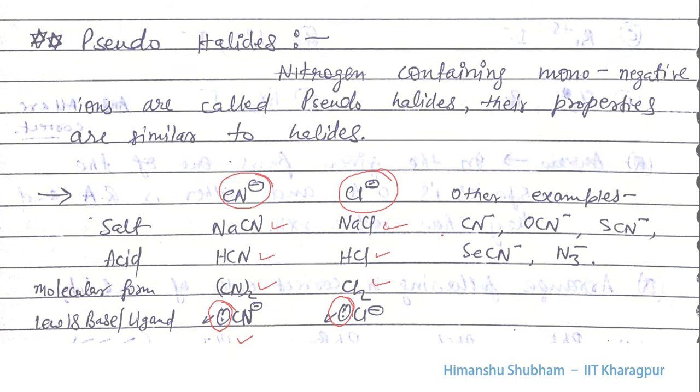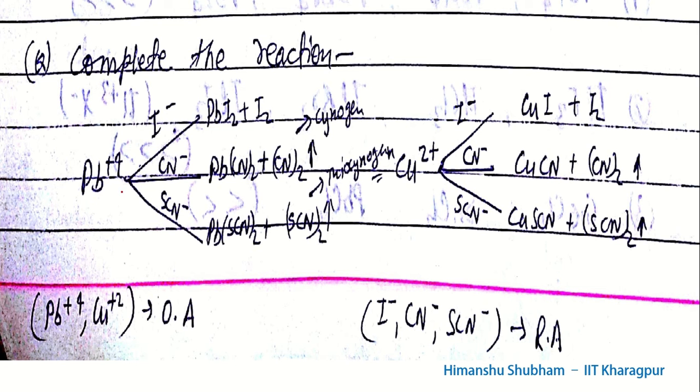Some other examples are given here. Now let us solve a few reactions so that we can understand better how a pseudo halide behaves in the same way as a halide. In the first reaction we have the reaction between Pb4+ and I minus. We have learned earlier that Pb4+ likes to stay in a reduced state, that is Pb2+, and I minus is a strong reducing agent and it would like to stay in an oxidation state higher than its current oxidation state, that is -1.